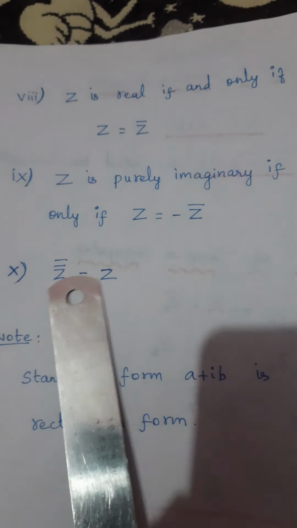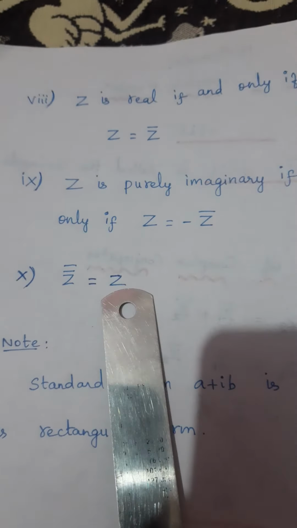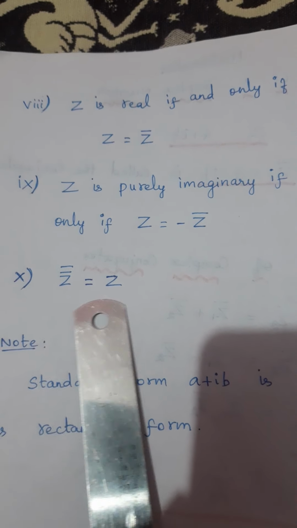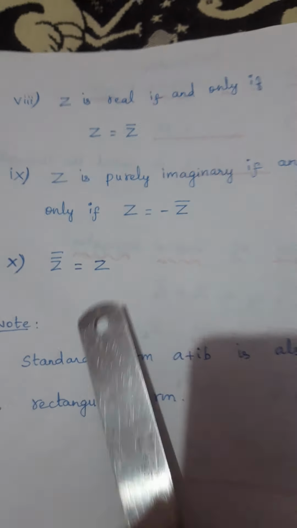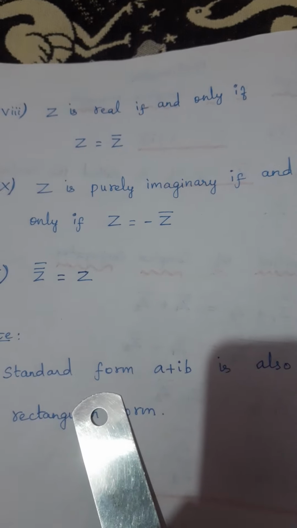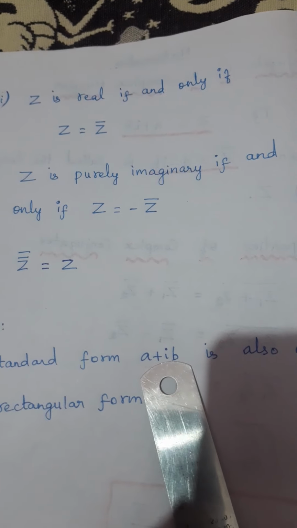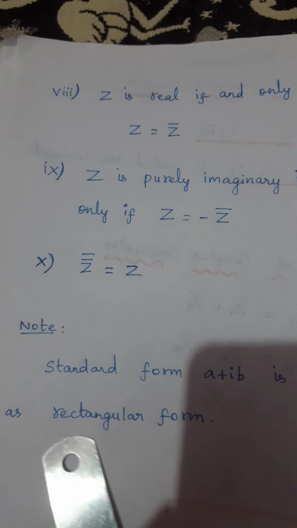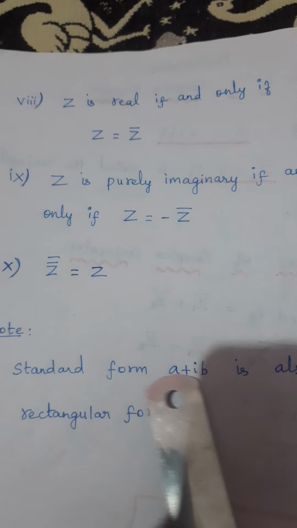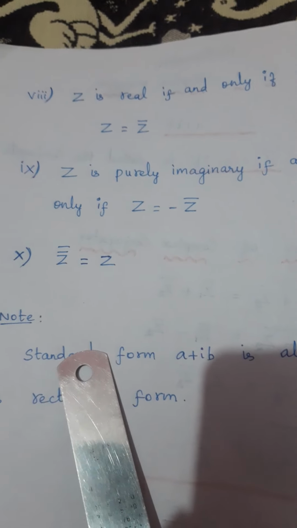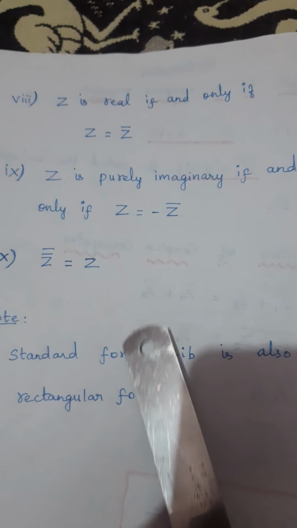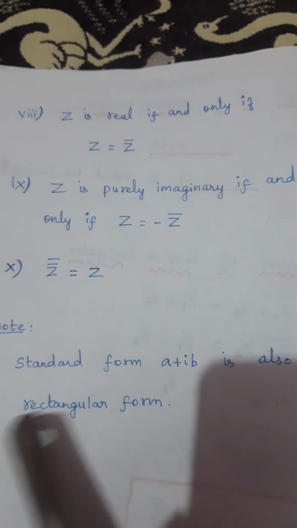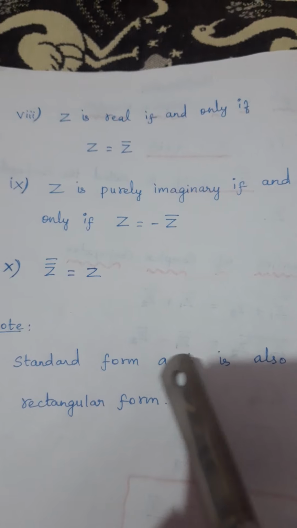And the final 10th one is that z bar, the whole bar, is again equal to z. This you have learnt in your set language also. Z bar whole bar is equal to z again. And another note: standard form, which you know very well, a plus ib, is also called rectangular form. Standard form and rectangular form are both the same. Standard form of a complex number means we write the complex number in this format, a plus ib.